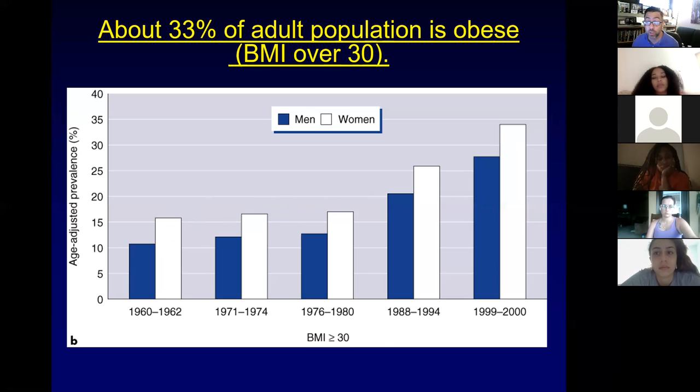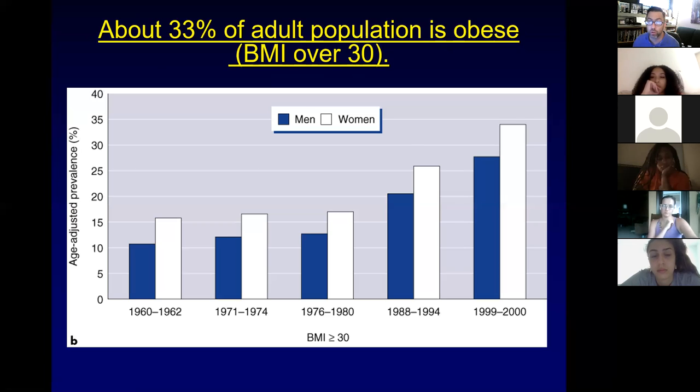But again, these numbers have also increased, and being obese by BMI, so BMI over 30, leads to not just a little bit of an increase in risk of all-cause mortality or cardiovascular disease. This leads to a very significant increase in risk. A very significant increase in risk.